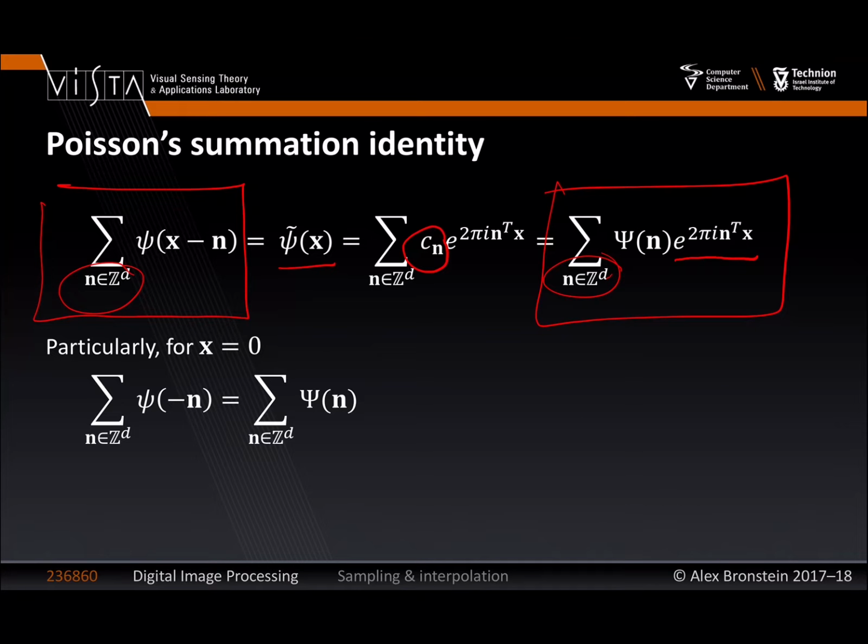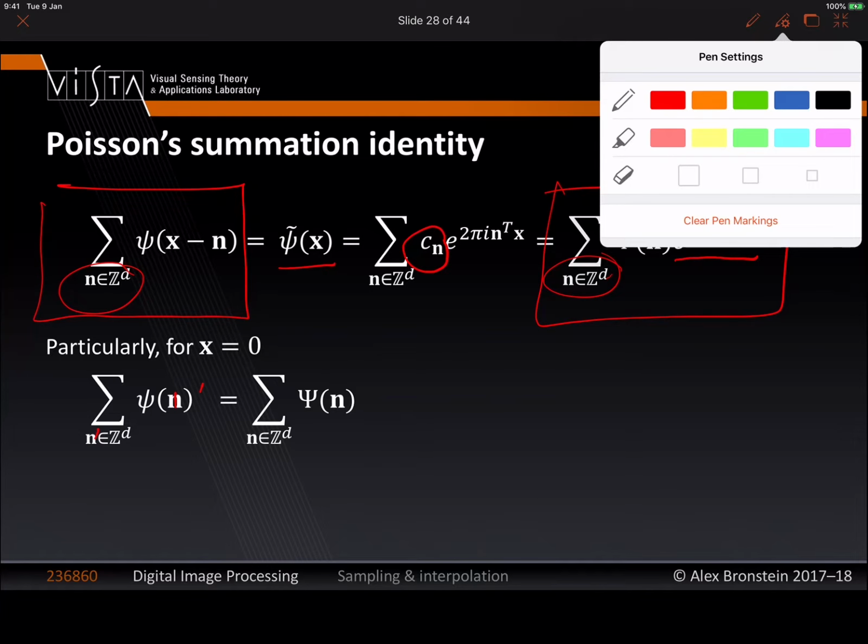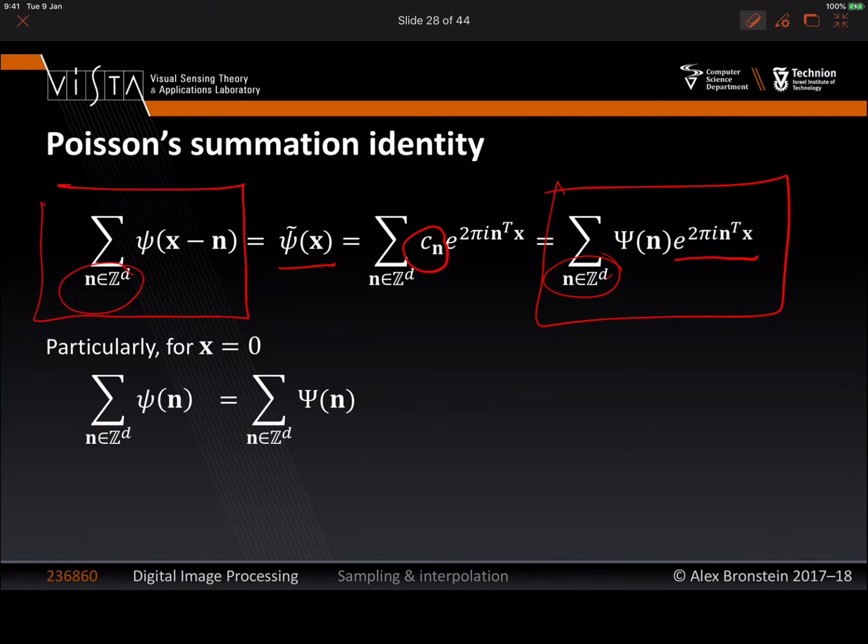So on one hand, I have psi of minus n summed over n. On the other hand, I have capital psi at n summed over n. So let me just write here n prime and remove the minus sign. Summing over minus n and summing over n over the entire lattice, it's exactly the same thing, right? And then let me remove the prime because it's just a name for a summation index. Okay, so basically what I get is this.